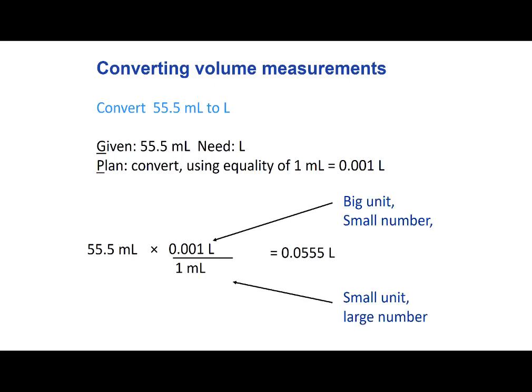One way to remember how things are going is that there's a big unit and a small number on the top, and a small unit and large number on the bottom. The big unit is the liter, because a liter is much bigger than a milliliter. And the small number is 0.001, because 0.001 is smaller than 1. The other thing we can do is see that the units cancel out to give us the unit that we want left in the numerator. We can see that milliliters in the numerator and milliliters in the denominator cancel out as they reduce to 1, and we're left with units of liters.